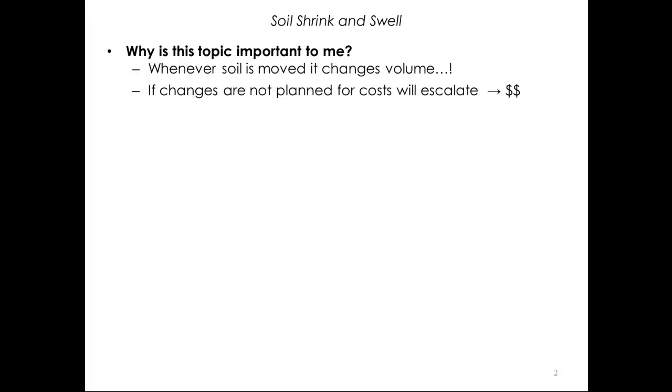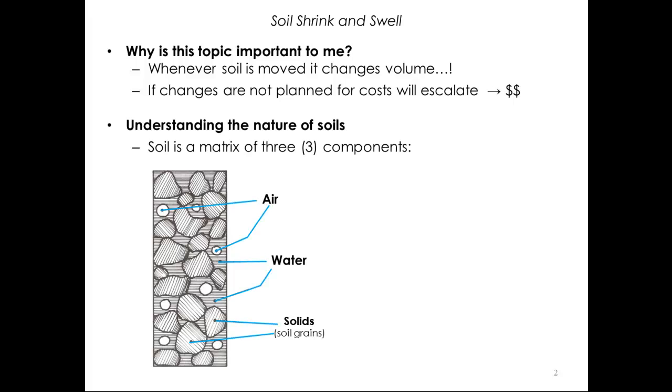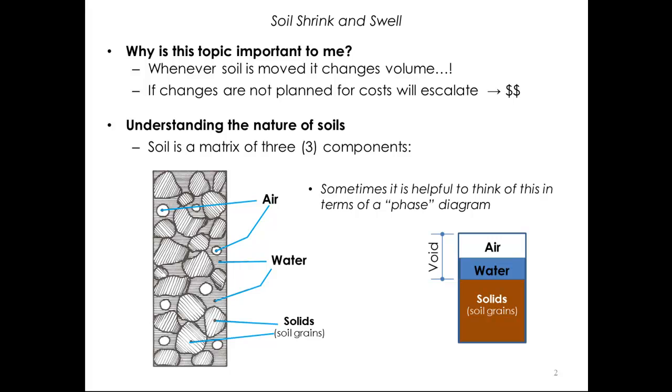If you, as a construction manager, don't understand and plan on these volume changes, you could find your project cost increasing unexpectedly. In order to understand the shrink and swell behavior, we need to understand the composition of any soil. As we see here, all soils have three components: air, water, and solids or soil grains. This diagram shows us the solid grains and then the spaces between the grains, which is called the void or pore space. This void space is filled with some combination of air and water, as we can see here. A phase diagram like this on the right is another way to visualize the soil matrix.